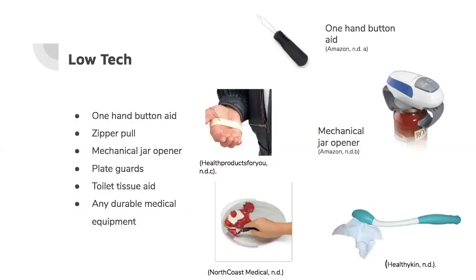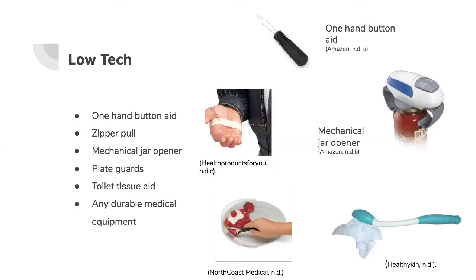And then some low-tech options. There are so many out there, and for those of you that have been to MDTAP, you've seen so many. So I will only list a few and not really go too in depth on them. First we have the one-hand button aid, which is going to be helpful for people who need to put on or take off button shirts.